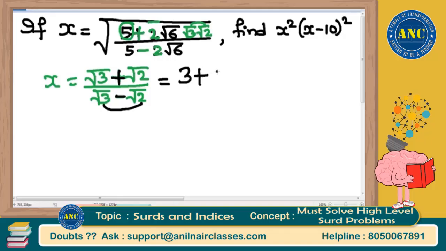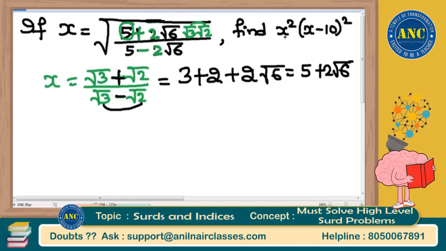a square plus b square plus 2 into a into b. Root 3 into root 2 is root 6. The x value is nothing but 5 plus 2 root 6. Very fast you should find the value of x, not like writing all the steps in your examination and wasting your time. Very fast you should write 5 plus 2 root 6 as the x value.